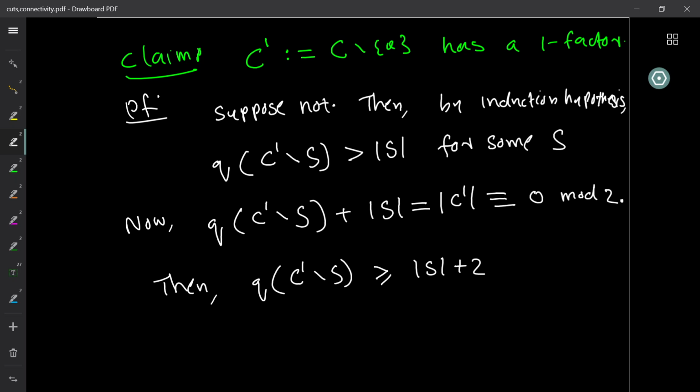But then, what can you say about Q of C dash minus S? Q of C dash minus S must be at least cardinality of S plus 2, because if S is odd, then Q of C dash minus S should be another odd number, and if S is even, this should also be even, because the sum is even. So Q of C dash minus S is greater than or equal to cardinality of S plus 2 if the strict inequality is holding. So we are going to use this property now in our proof.